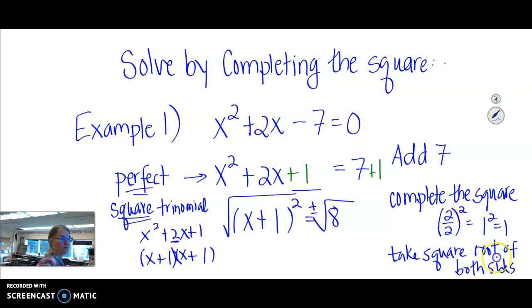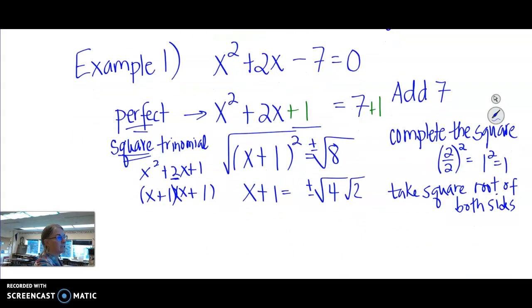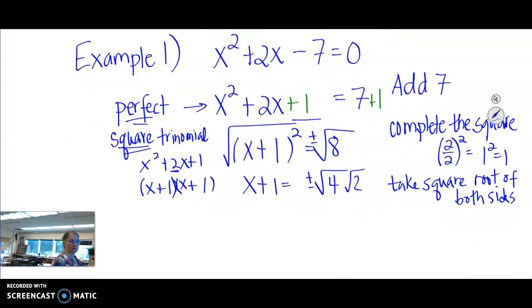Write these notes down. They'd be good for you to follow. When I take the square root of a quantity squared, the square root and the squaring cancel each other out. And on this side I have plus or minus the square root of 8. Now, that has a perfect square in it of 4. So I'm going to split that up and write the square root of 4 times the square root of 2. And kind of do 2 steps at once, because now I'm also going to subtract 1 from both sides. So I get x equals -1 plus or minus.